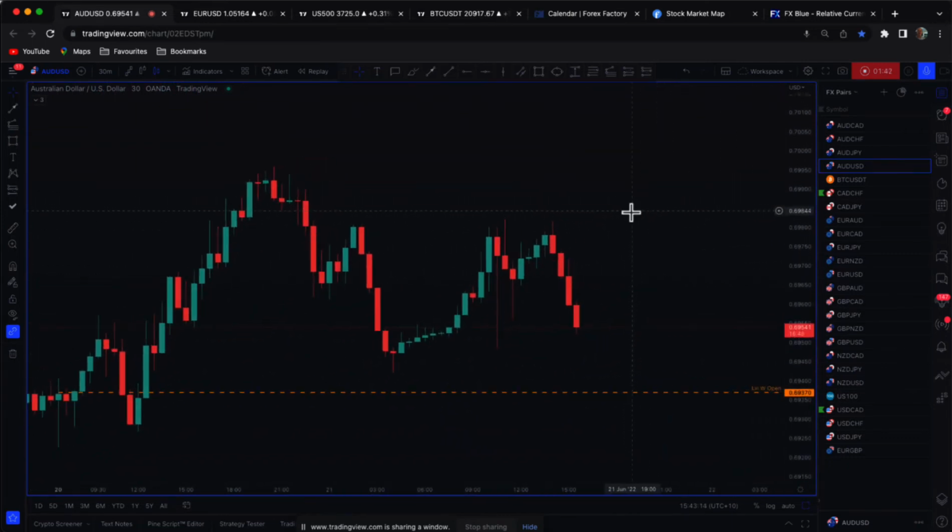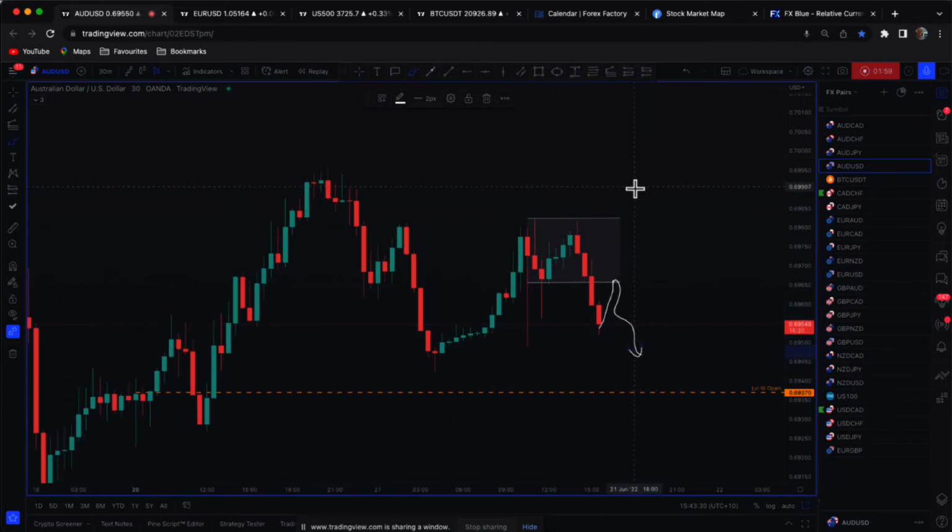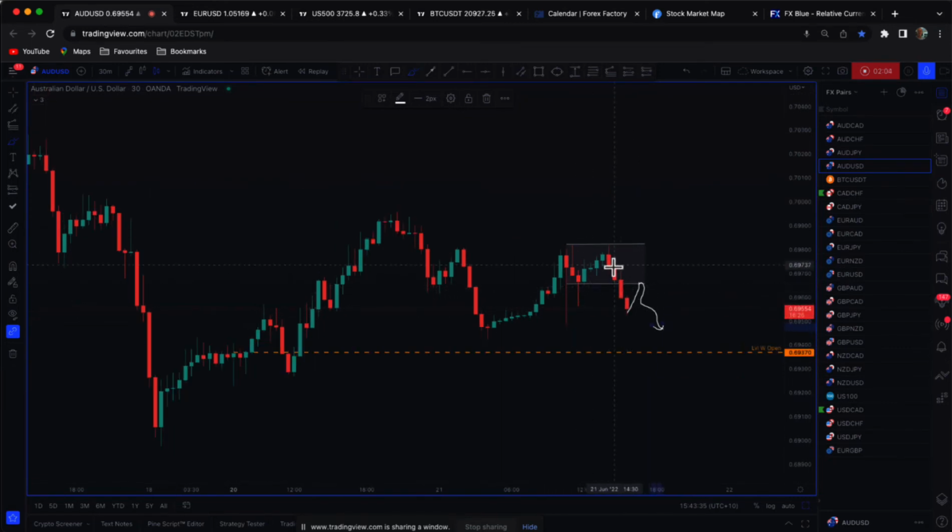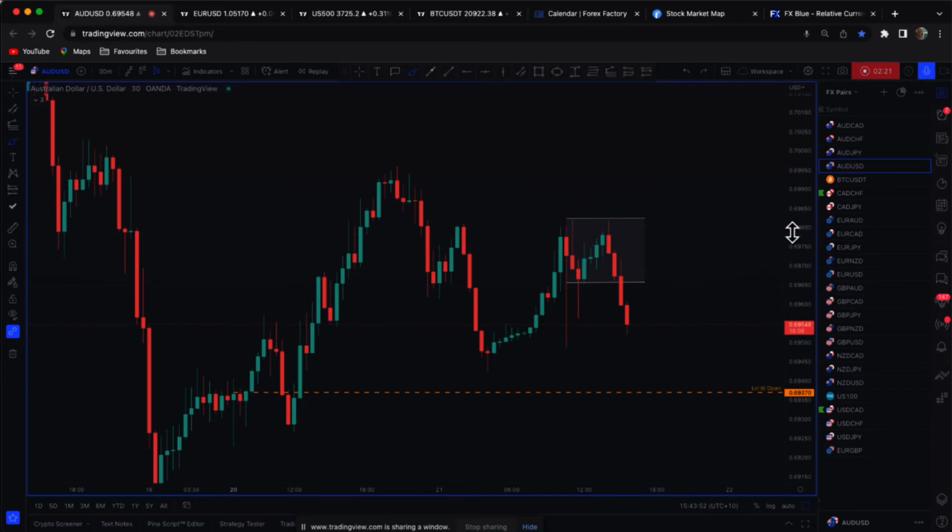Given that we've broken this range here, I'm inclined to wait for, say, a pullback, retest and fail, and then get involved, something like that. Okay, we've had the break of this range. Now we just want some confirmation, and if you want to take it to the next level, you'd want to see a break and retest of this. In any case, we can see there's definitely bearish momentum.